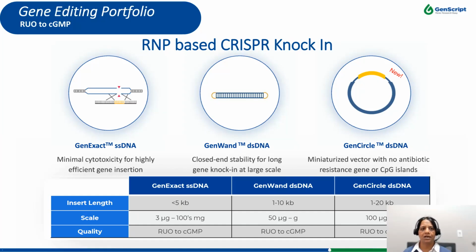Another one is the gene circle, which is a new plasmid-like small circular double-stranded DNA vector with a very small backbone of approximately 430 base pairs, and it has no antibiotic resistance gene. It serves as an efficient knock-in template and shows low toxicity, and is a great alternative to the traditional plasmid HDR template. It can be utilized in various applications such as knock-in template, viral packaging plasmid, or non-viral vector. And it can insert lengths up to 20 kb.